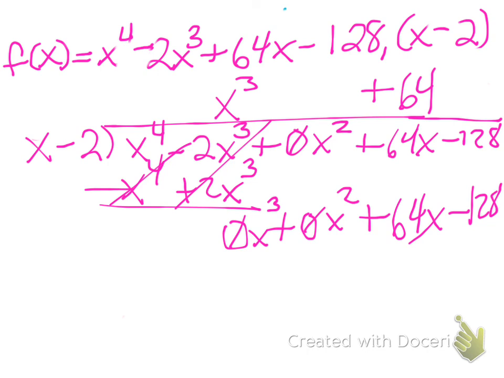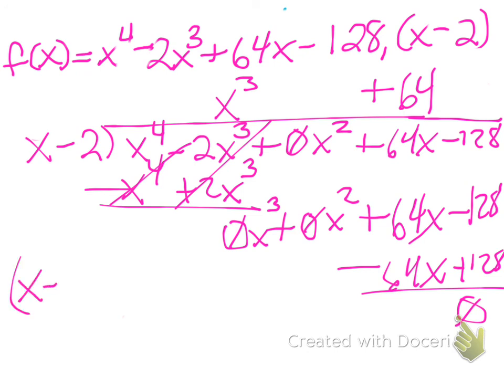So let's go ahead and multiply. 64 times x is 64x. And look at this, 64 times negative 2 is negative 128. I draw my line, I change my signs, and I get 0 as a remainder. So once again, we get the same answer. X minus 2 times x cubed plus 64.